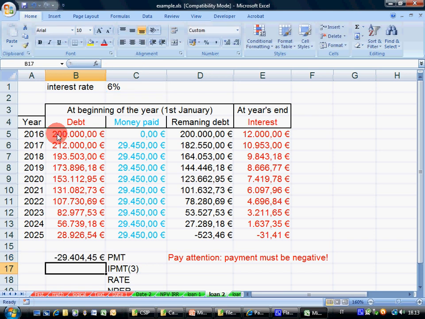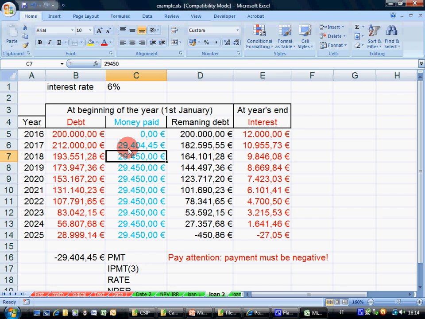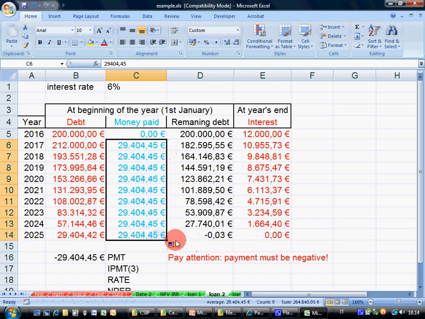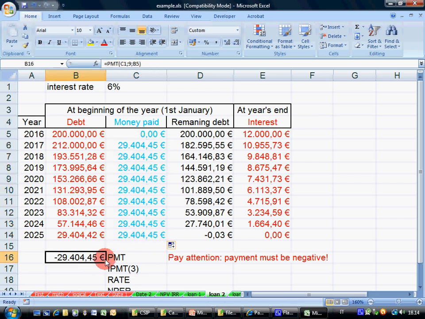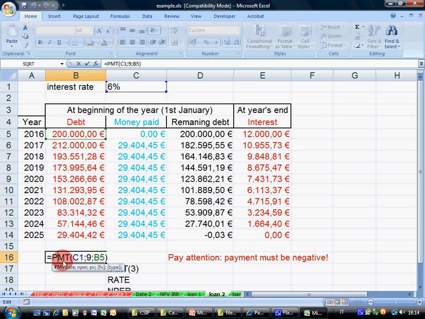And the result, you can see, 29,404.45. This is the exact payment, so 29,404.45. Let's drag it down. Okay, there are 3 cents. You will probably make a gift to your bank of 3 cents. Okay, so the PMT function tells you exactly what is the payment that you must make if you want to have a constant interest rate, 9 constant payments, and pay back a debt of 200,000.